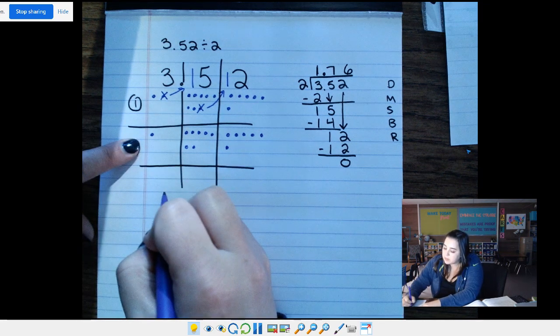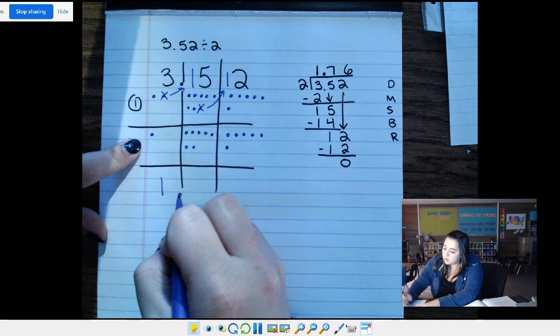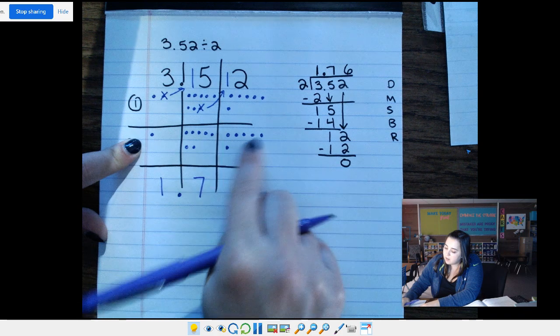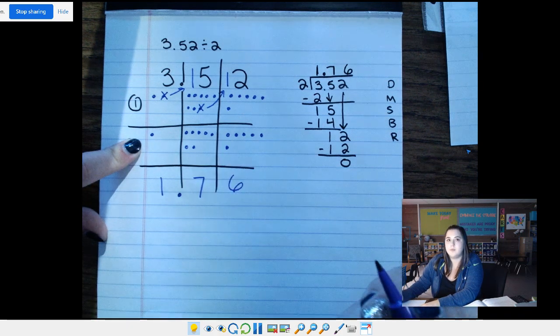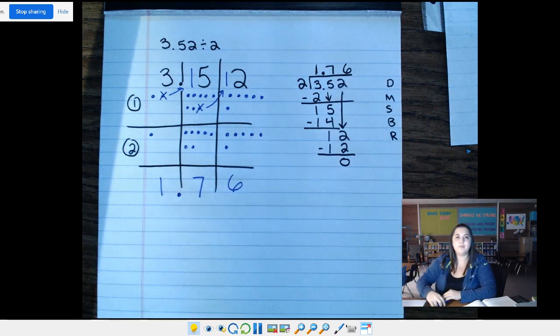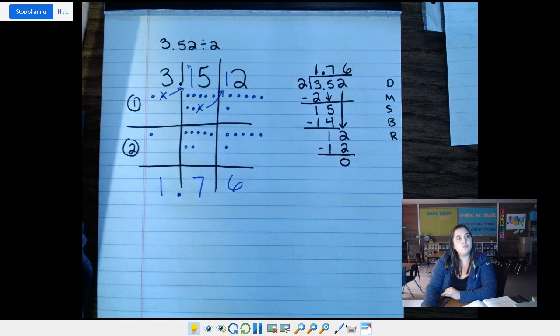So now I'm looking at my answer. One of these groups has 1 and 7 and 6. And look at that. I got the same answer. Good job, everyone. All right, just the application problem left. Good work.